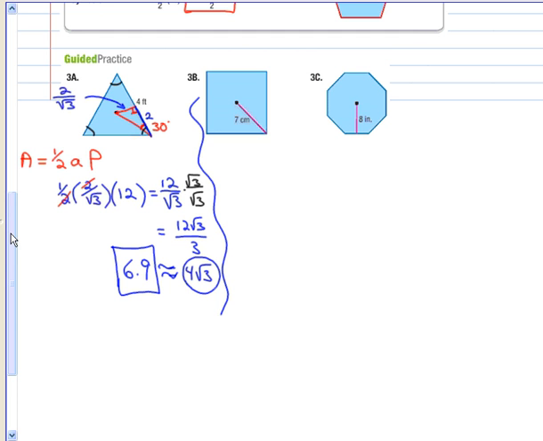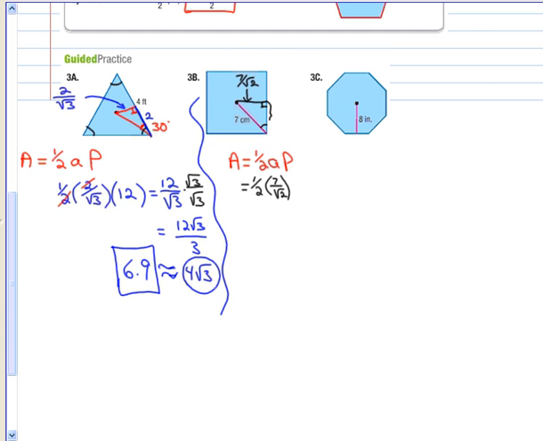Now all of these are regular polygons. Area equals 1/2 apothem times perimeter. So let me draw that apothem, which is a 90 degrees. Can you tell me that angle right there? What is it? 45. So this is a 45, 45, 90 triangle. I know the hypotenuse. How could I go back to this leg? Divide by the square root of 2. 7 divided by the square root of 2. So the area must be 1/2 the apothem, 7 divided by square root of 2, times my perimeter.